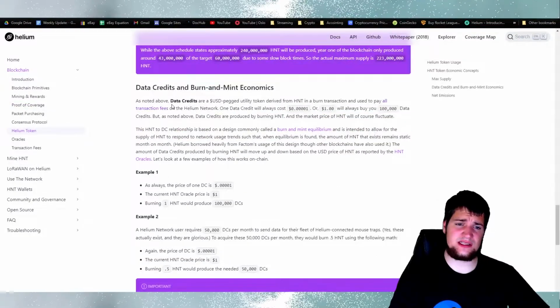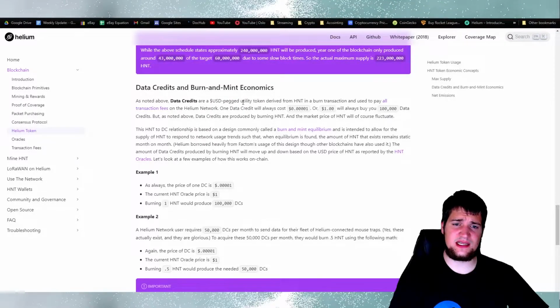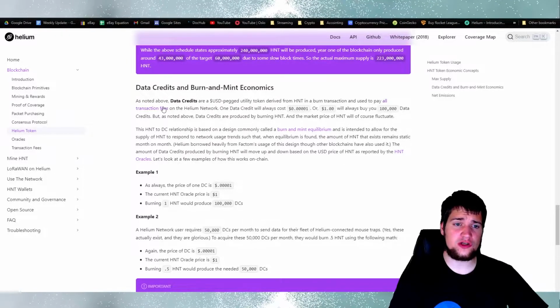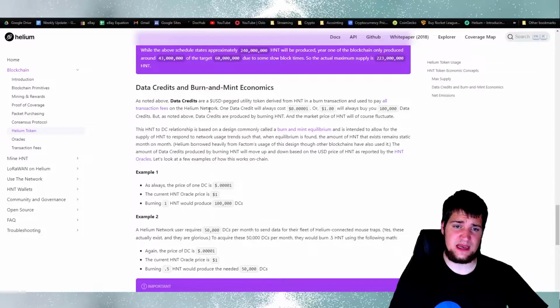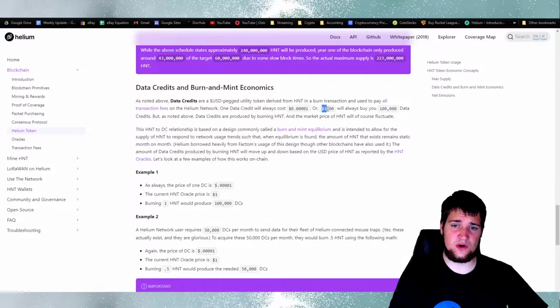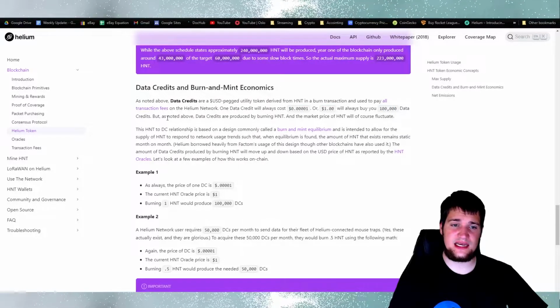Data credits are actually pegged to the US dollar, not HNT. So basically, this utility token derives from HNT and is a burn transaction, used to pay for all transaction fees on the Helium network. One data credit will always cost less than 1 cent, or $1 will always buy you 100K data credits.